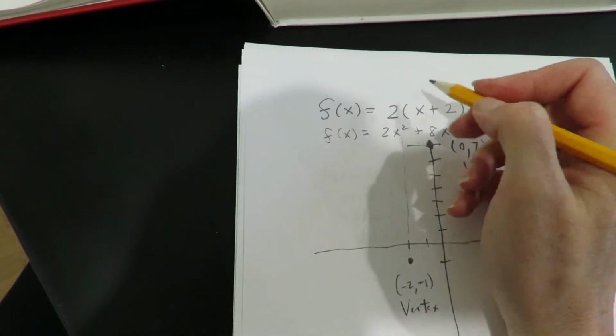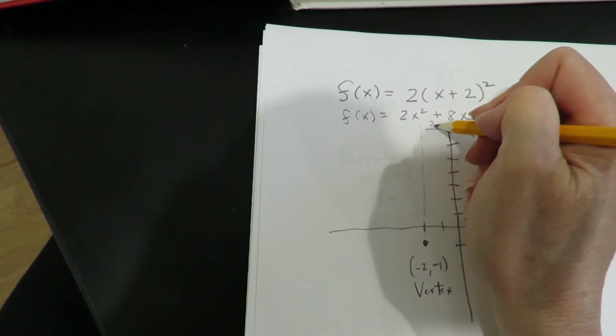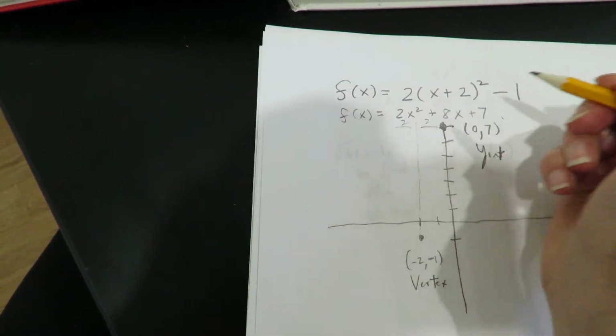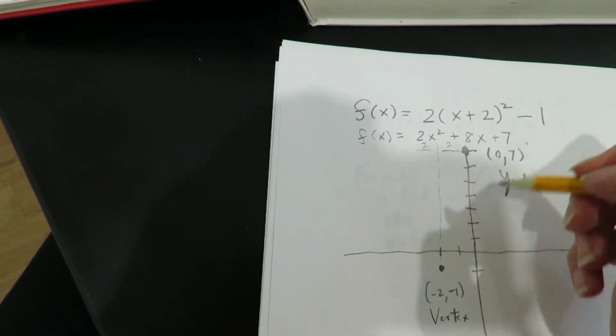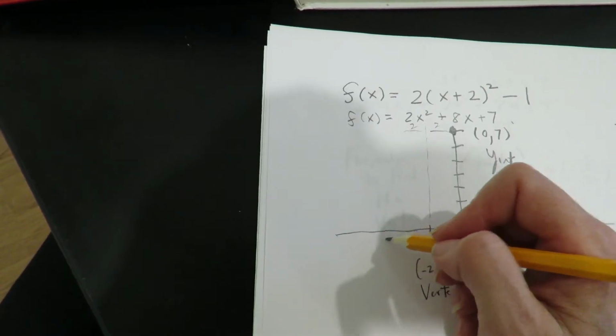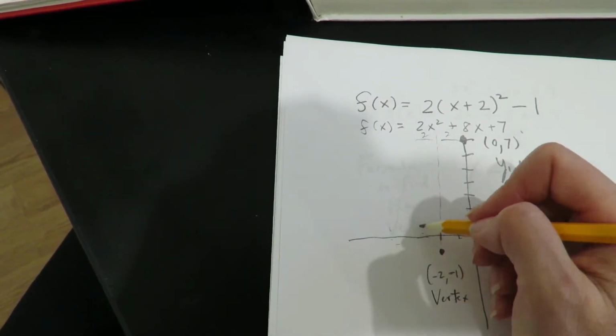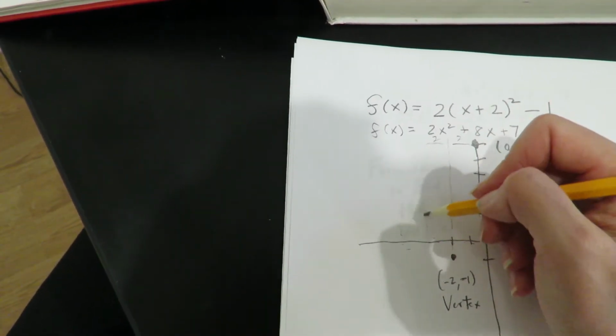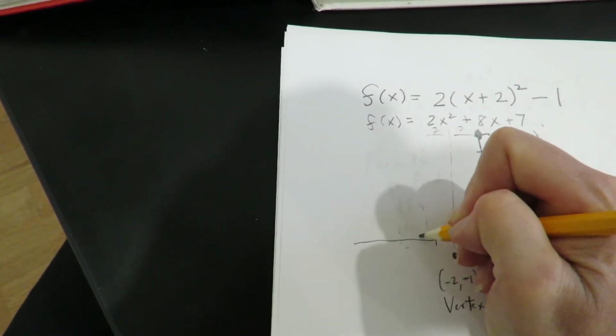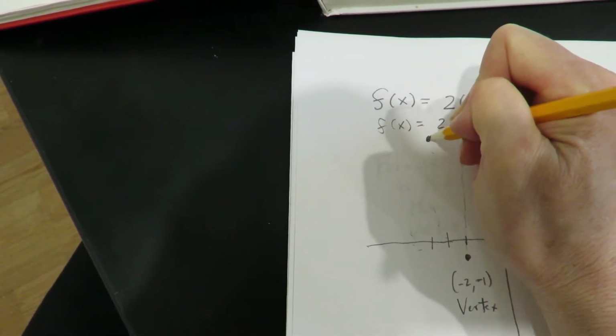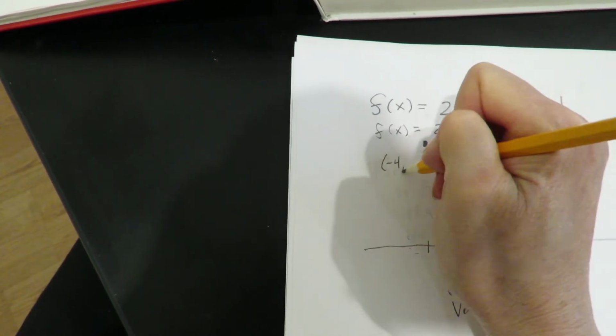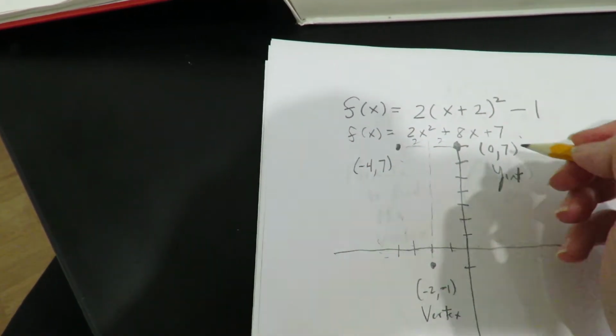This is 2 units away from the y-intercept, so it must have a buddy point that's 2 units away on the other side. So that would mean if I walked over to that position, I'd have to walk 4 units over and then 7 units up. I'd have to walk 4 units to the left and 7 units up to get to there.